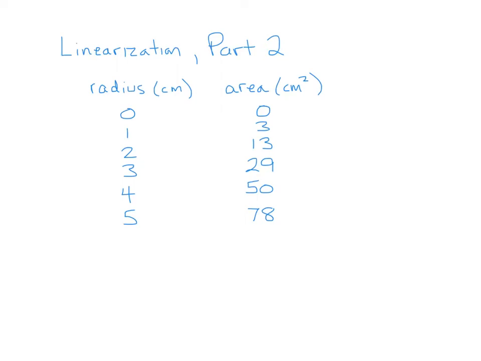Alright guys, in our first video on linearization, we looked at the relationship between the radius of a circle and the circumference of a circle. That is automatically a linear relationship, so when we graphed the radius on the x-axis and the circumference on the y-axis, we ended up with a straight line with a positive slope and a y-intercept of 0, showing us that our circumference and our radius are directly proportional.